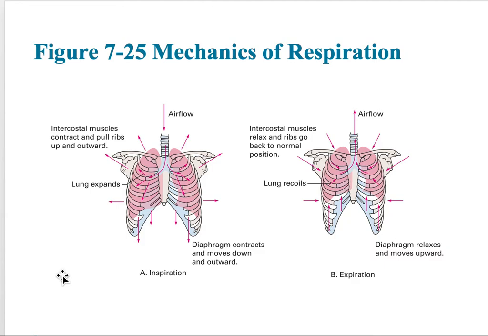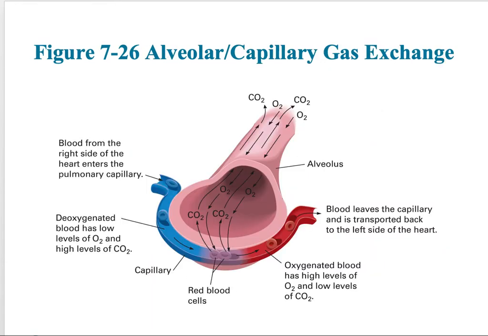Mechanics of respiration: air comes in and the lungs expand, as well as the chest wall or thoracic cage, and the diaphragm contracts and goes down. Here another diagram is showing where the diaphragm relaxes, air is expelled, and the person is able to exhale.